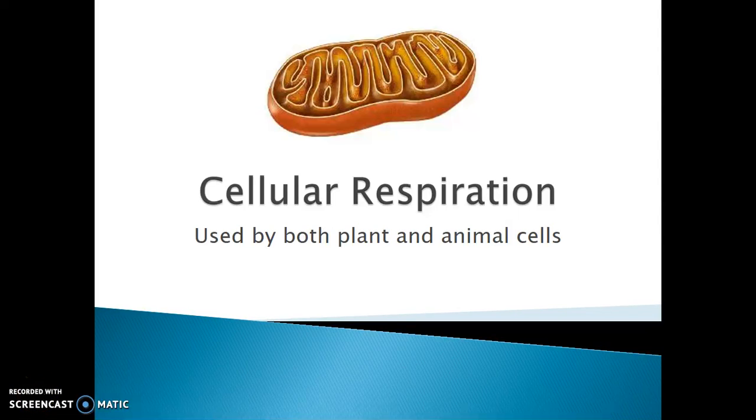Today we're going to talk about the second part of the energy cycle, which is cellular respiration. Remember, for the first part we had photosynthesis, and it could be done only by plants because it happens in the chloroplast. Cellular respiration is going to happen in the mitochondria, and it can be done by both plants and animals. So just remember, plants don't need animals. They can do the whole energy cycle on their own. But animals need plants to do the first part of the cycle.